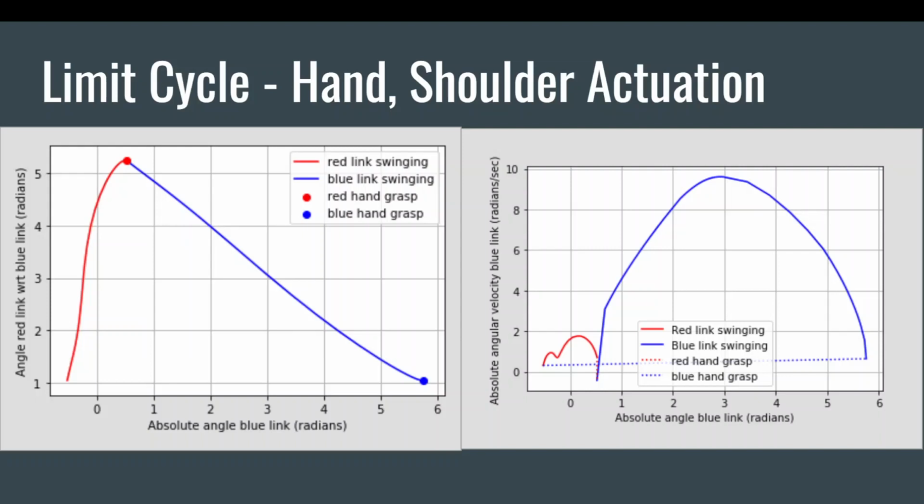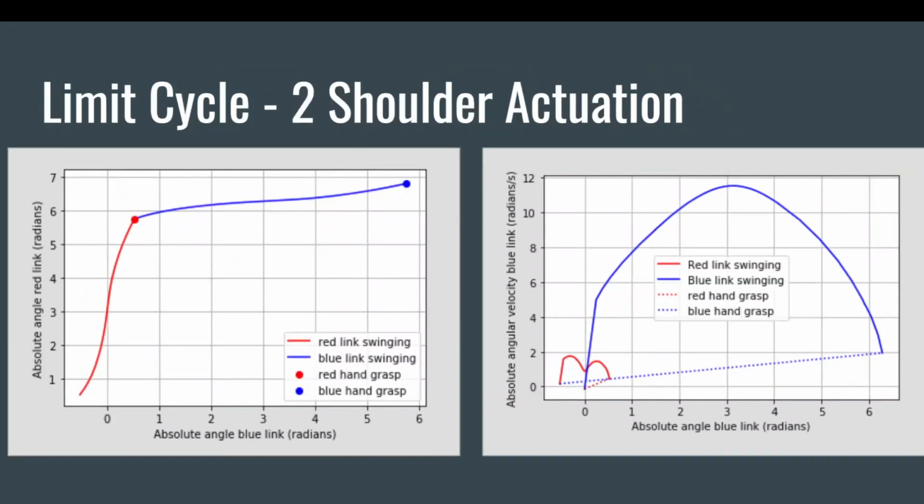We also found limit cycles for the hand and shoulder actuation. We can see the position limit cycle on the left and the phase limit cycle for the absolute angle of the blue link on the right. In addition, we found limit cycles for the double shoulder actuation.